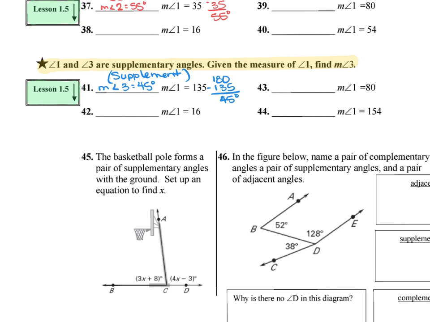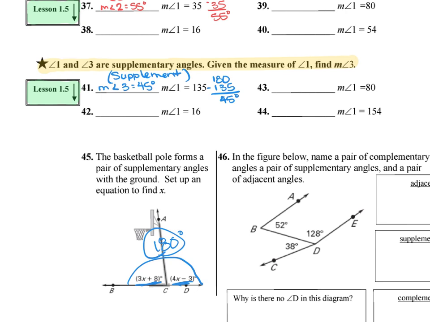The other thing that I wanted to mention were question 45 and 46. Just looking at the picture, sometimes you know how to write your equation. In 45, notice that you have a straight line and it's divided up right here. As soon as you see that, you know that that's going to be a linear pair, and it will total 180 degrees. So you have a part and a part and a whole.